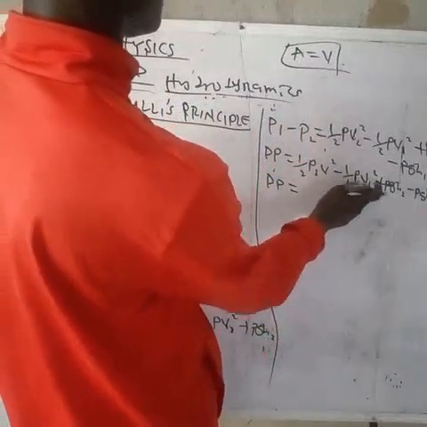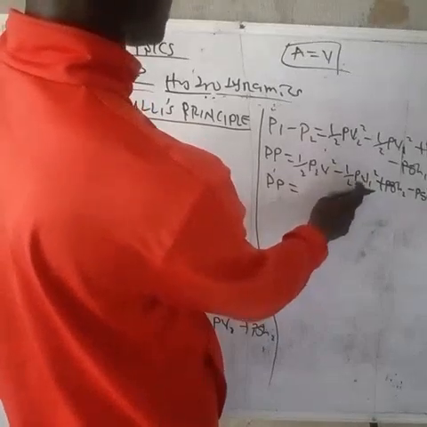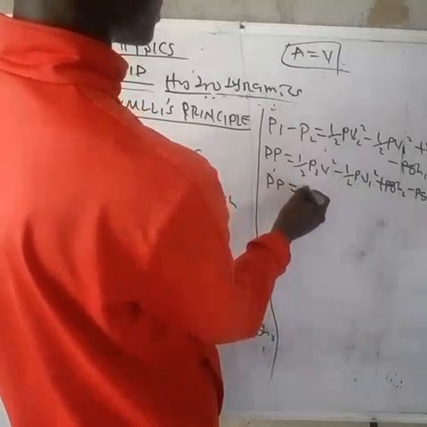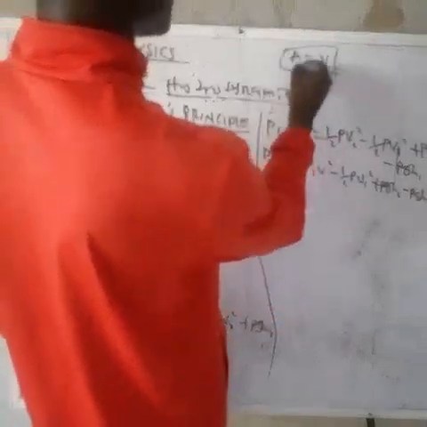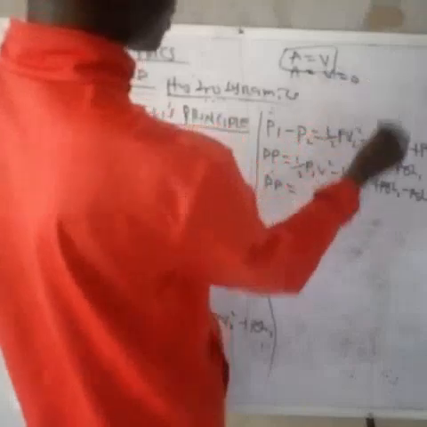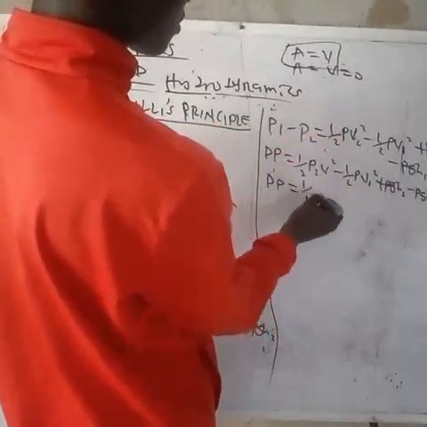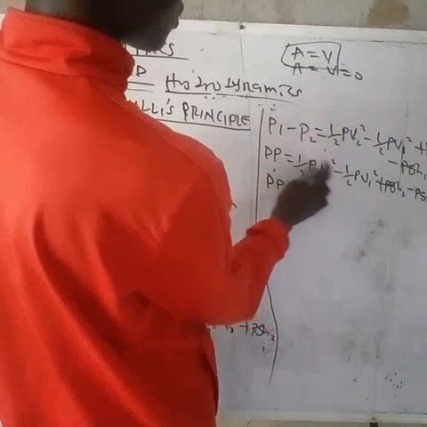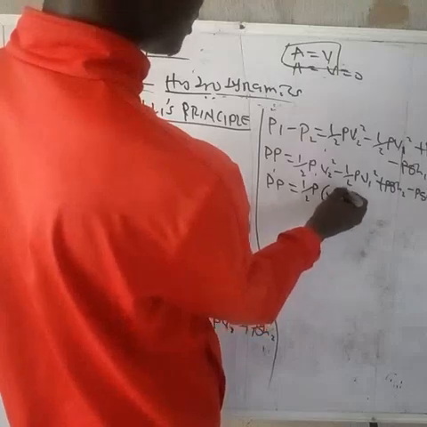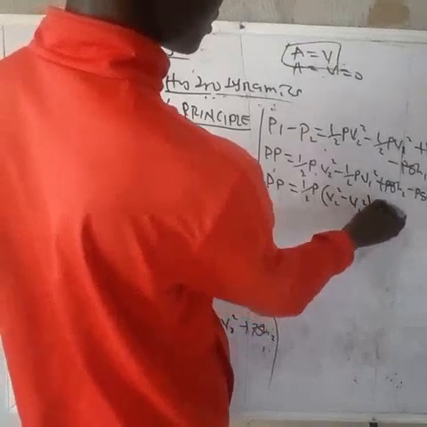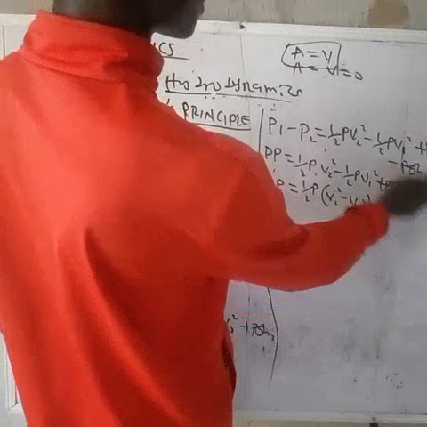So what is going to be left if V are the same? If V are the same, we can have 1 over 2 outside. Or sorry, if the area is uniform, V is equal to 0. So if V is equal to 0, I can do 1 over 2 rho, with rho outside, then V2 square minus what? V1 square. Then plus height is also the same.